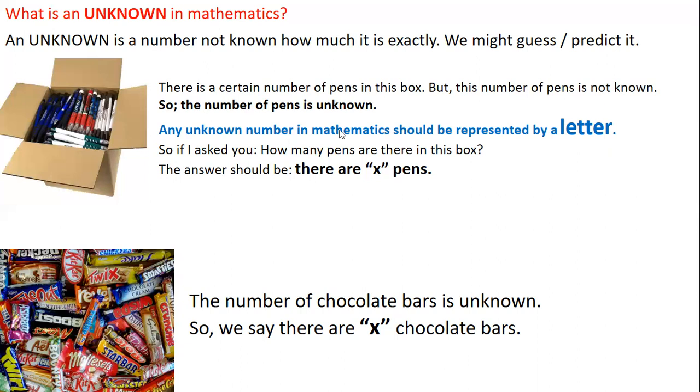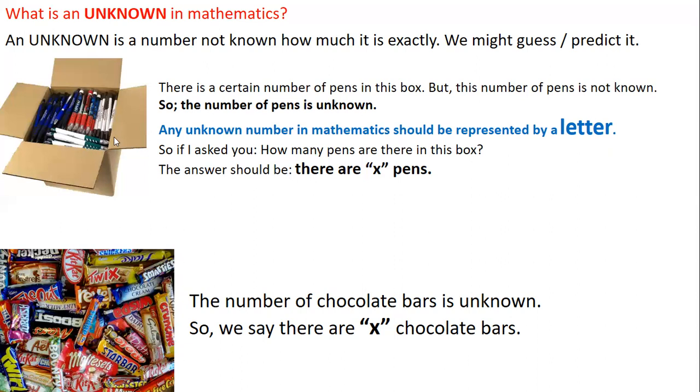Any unknown number in mathematics should be represented by a letter. So we should represent any unknown number using a letter. By letter, I mean A, B, C, D, alphabetical letter, or X, Y, Z, T, etc. So if I asked you how many pens are there in this box, the answer should be there are X pens, or A pens, or B pens, or Y pens.